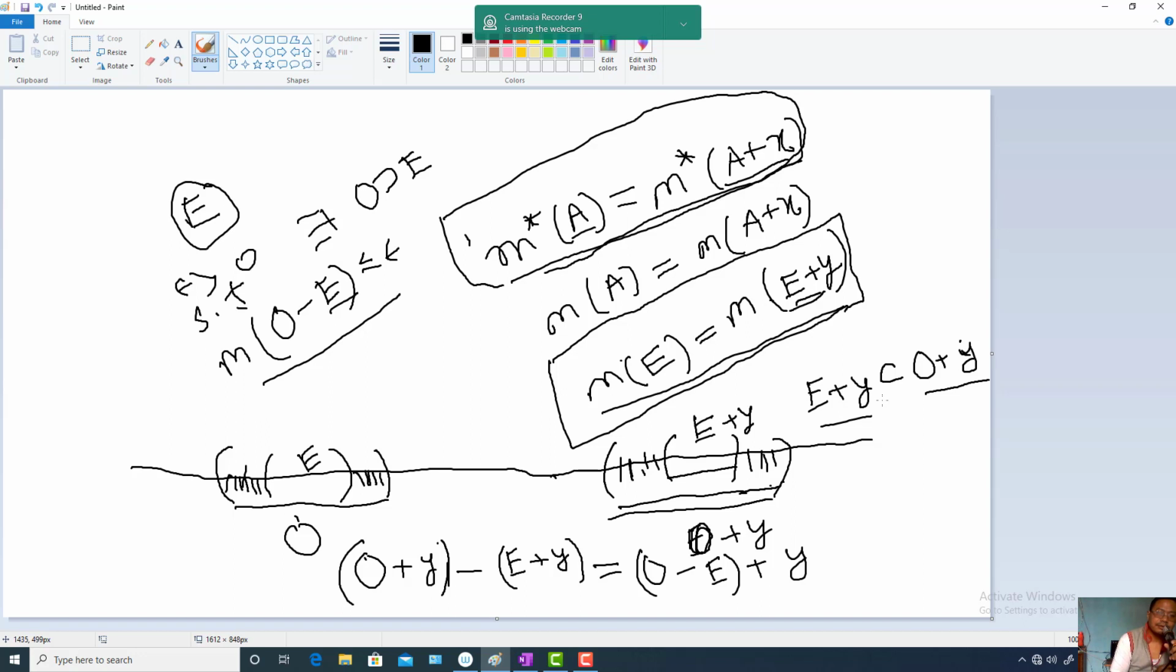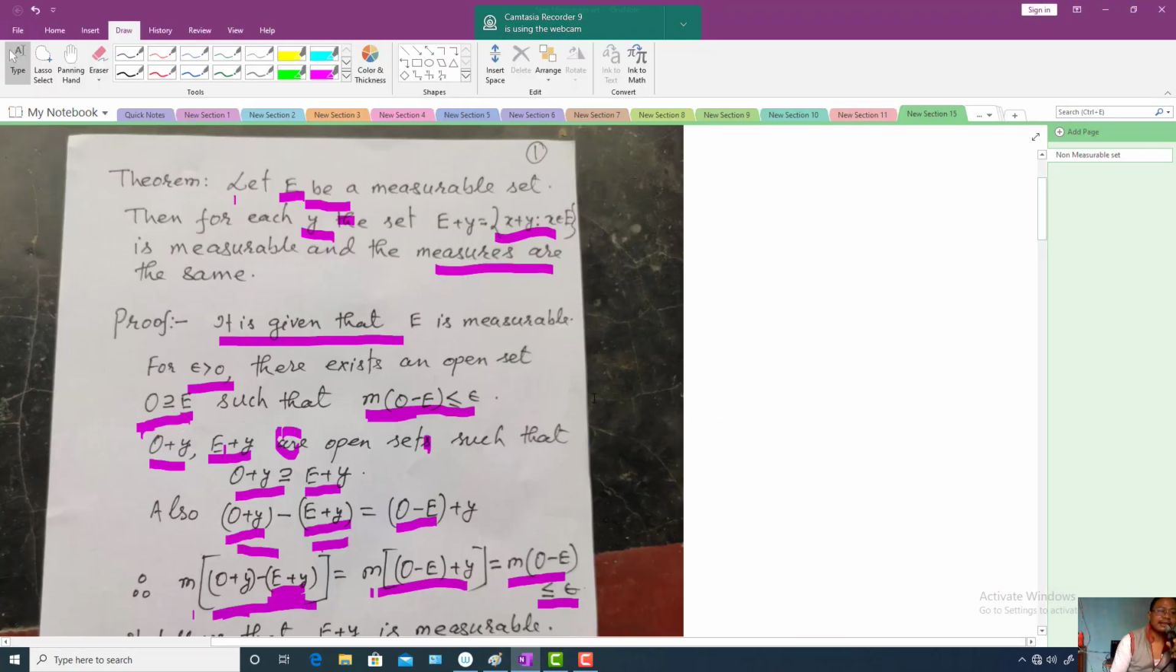So what do we want to show? We want to show that for every measurable set E and for every real number y, E plus y is measurable, and the measure of E is equal to the measure of E plus y. That is all about the theorem. Now E is a measurable set, and for any y the new set E plus y is also measurable, and its measure is equal to the measure of the set E.